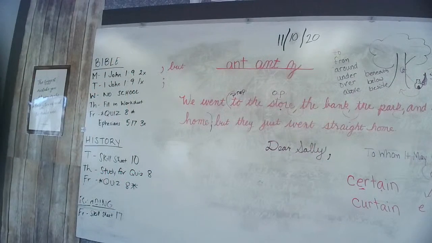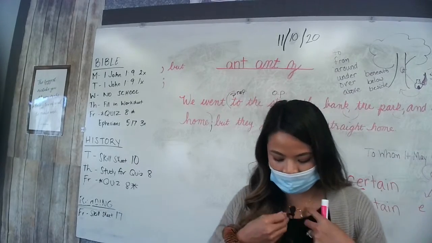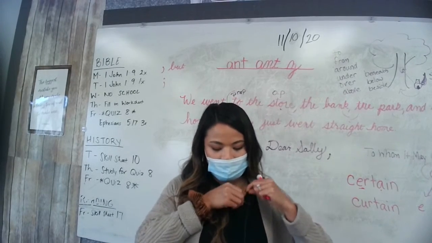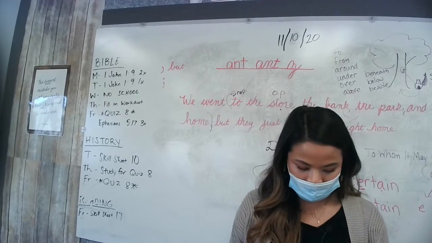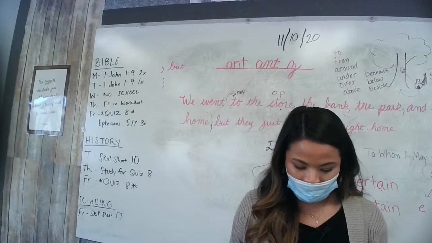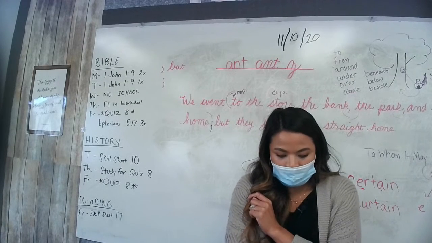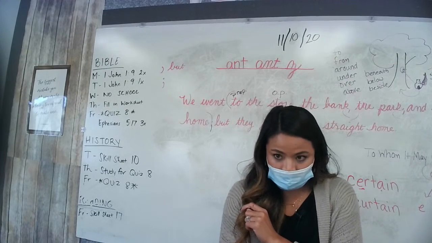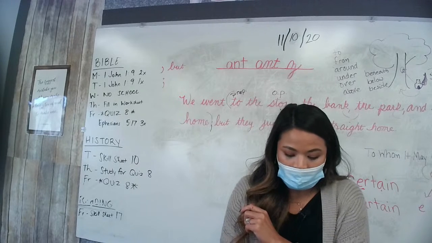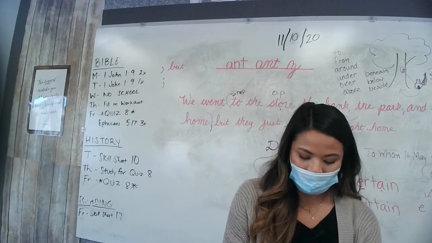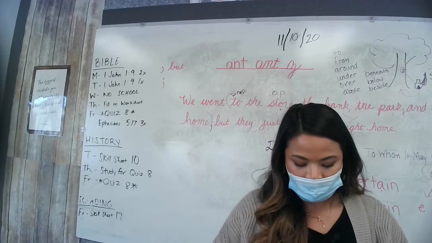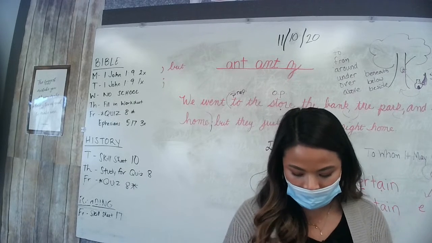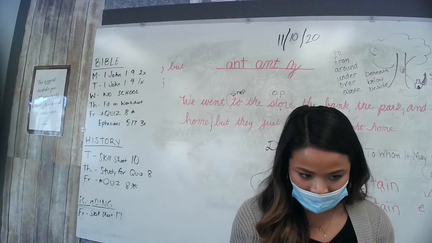Page 331. Let's look at the geography facts 6 and 7. We're going to look at different types of bodies of water and rivers. Highlight: a part of a body of water smaller than a sea that reaches into the land, generally with a wide opening, is called a bay. You guys see that on your page. Highlight a bay.